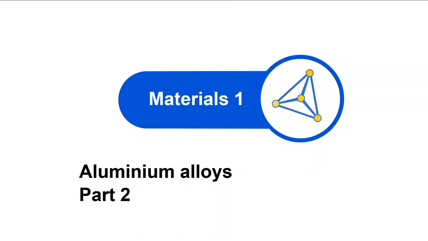We'll pick back up again where we left off with aluminium alloys. As I detailed in the first part, the strongest alloys are those that are precipitation treated. In this part, we'll cover this process in detail.